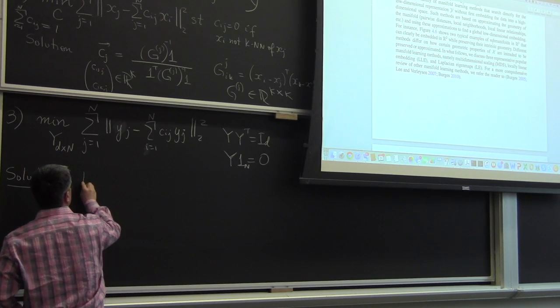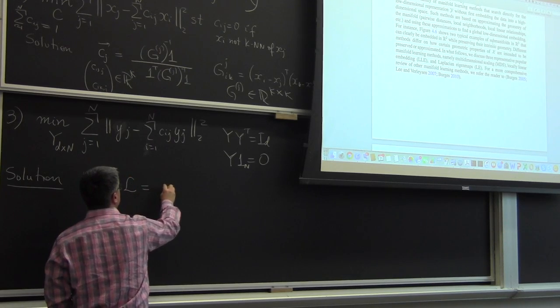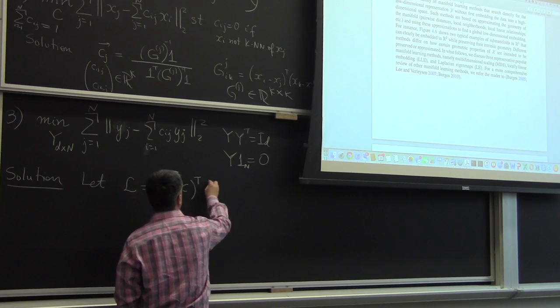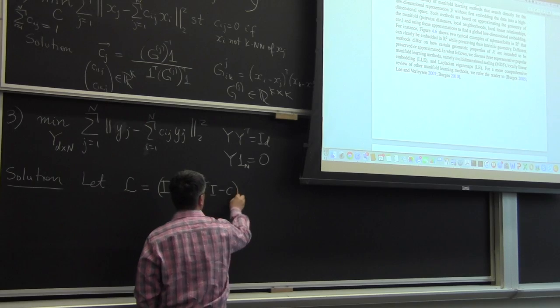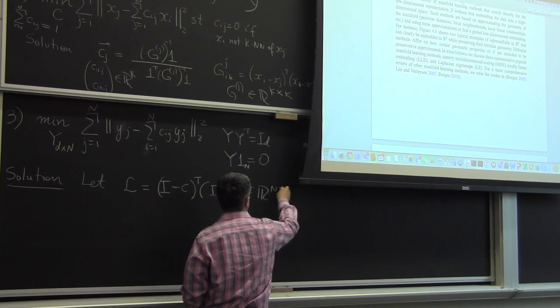Let L be equal to I minus C transpose times I minus C, which is a matrix that is n by n.